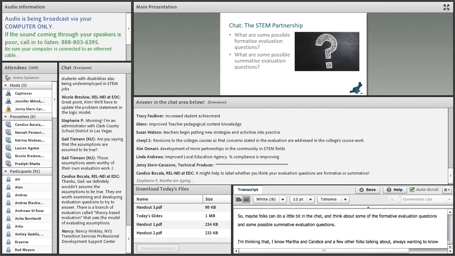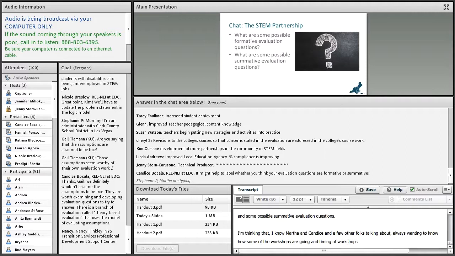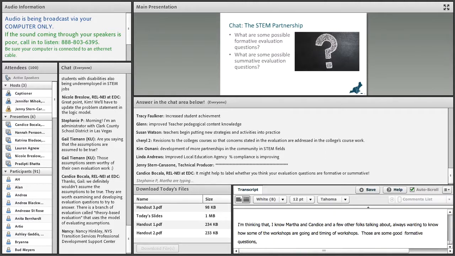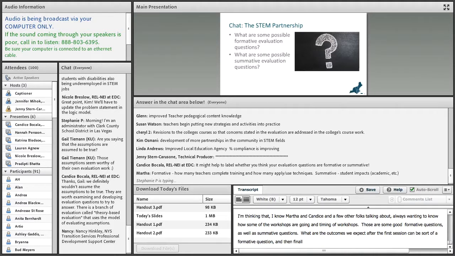And I'm thinking that I know that Martha and Candice and a few other folks are talking about how some of the workshops are going and timing of workshops. Those are some good formative questions, as well as summative questions. I'd like to know, so what are the outcomes that we expect after the first session? Can be a sort of a formative question, and then finally, what can you expect over the long term?